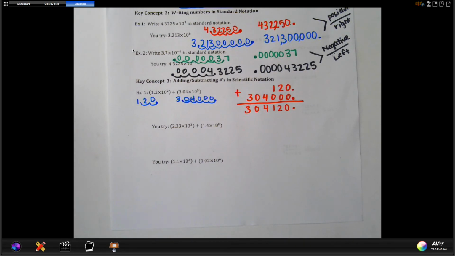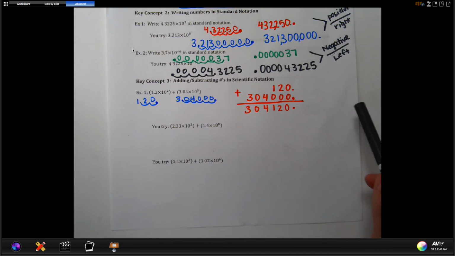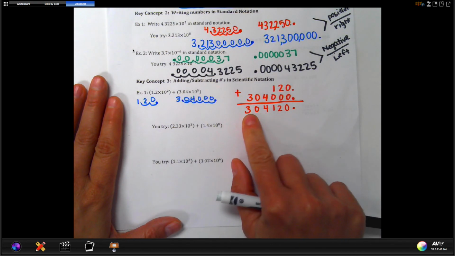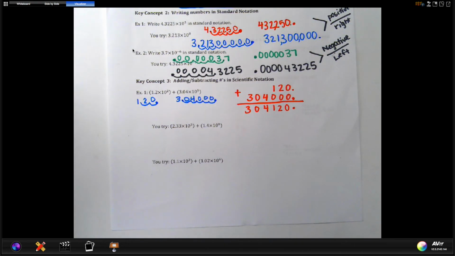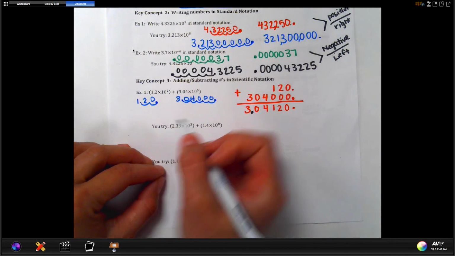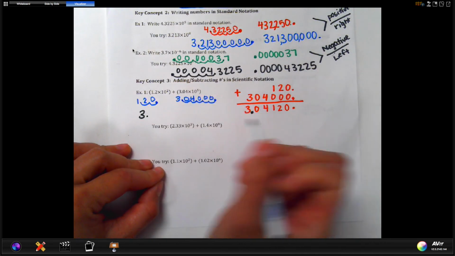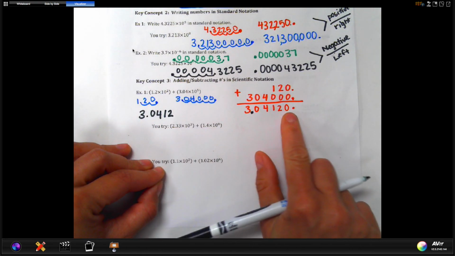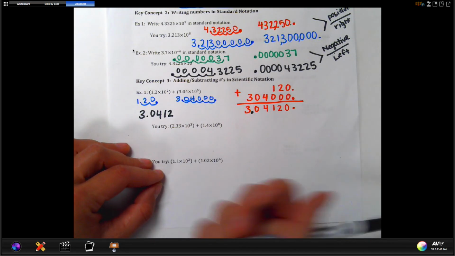304,120. To put it back in scientific notation, what I really want to do is move that decimal back behind the 3, because the first number can only be between 1, higher than 1, and less than 10. So to move it back here, right, I would have the number 3.0412, and then all that's left is a 0, so I can chop that off.